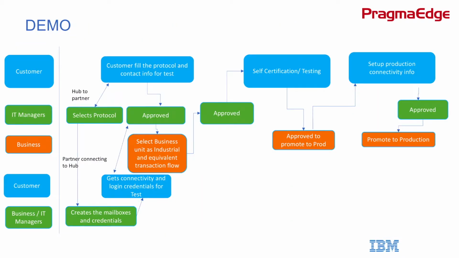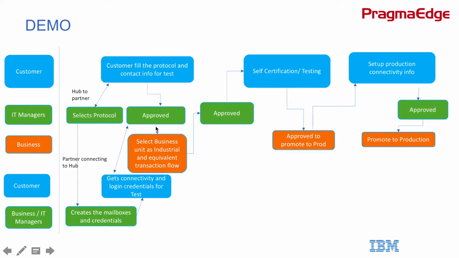Here is the generic flow for the partner onboarding through PEM, wherein the customer sends out a registration form to the partner, and once approved, the customer rolls out an onboarding activity to the partner. The partner fills out all the protocol and the contact information, and it is sent out to the sponsor for approval. And based on the protocol that is selected, mailboxes and the respective credentials are created.